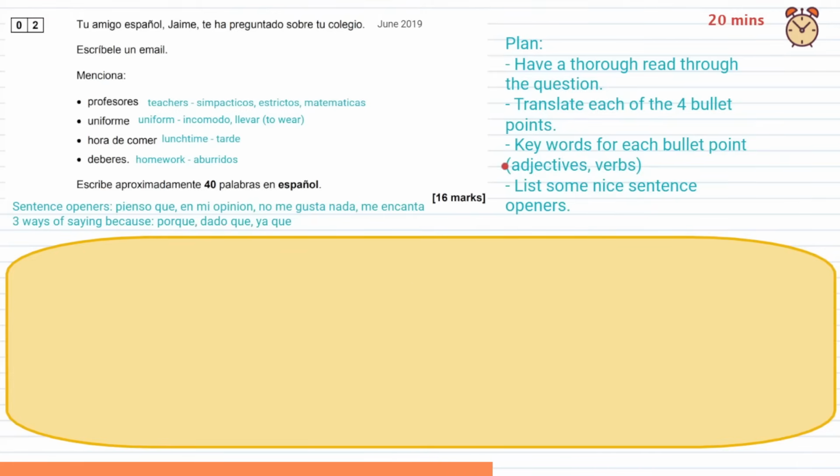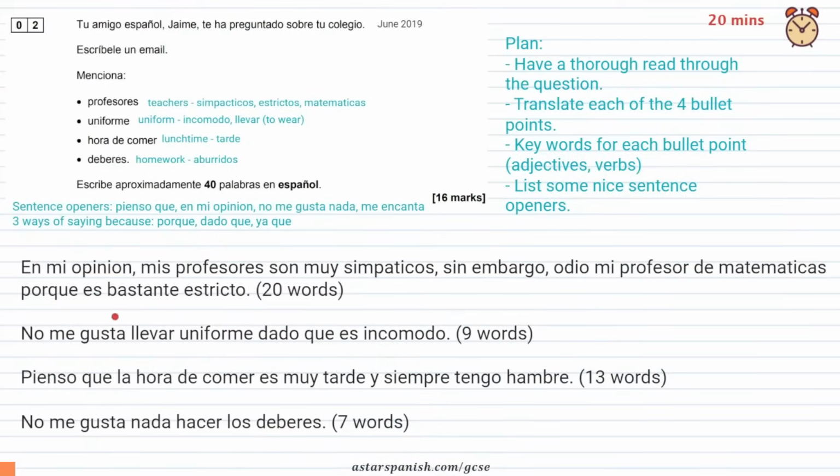This is what a complete plan could look like, and now when I go on to writing, I can keep referring back to my plan and make sure what I write is relevant to the question and gets me as many marks as possible. Now, if you would like to, pause the video and write your own answer to this question, and if you post it in the comments below, I'd love to mark it for you. In a second, I will show you an example answer written by me. Okay, and this is how I would go about this question.